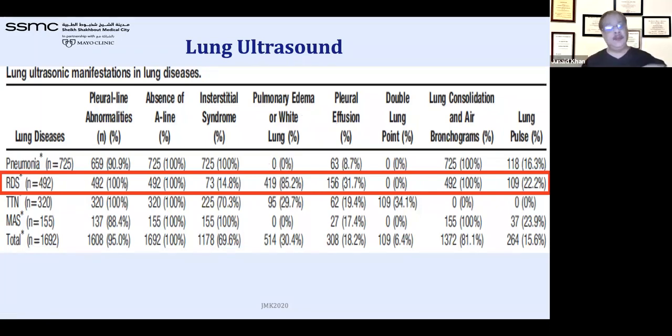But I'm telling you, as soon as you receive the baby and you know how to do it, lung ultrasound is a very handy tool. And now it is in many of our NICUs.